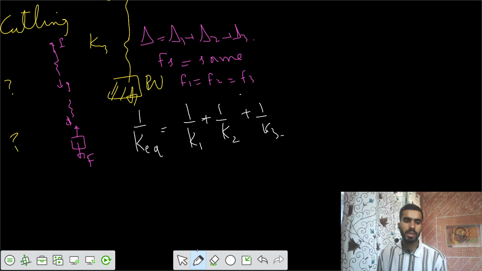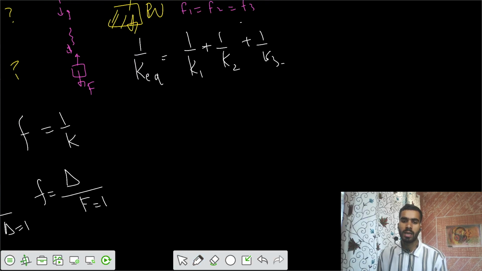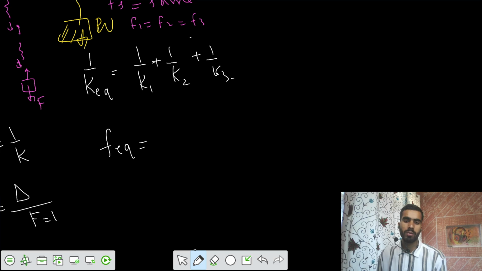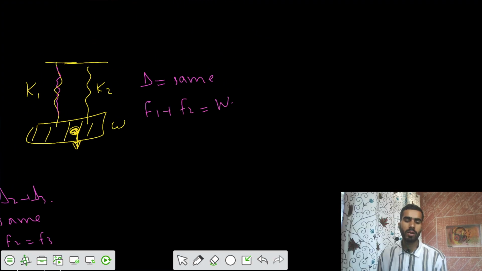If you talk about flexibilities, that is the inverse of stiffness. Stiffness is the load required for unit deflection. And flexibility is the deflection developed for a force of 1 kilonewton, for a force of 1 unit. So the equivalent flexibility is the summation of all those flexibilities. And if you talk about parallel, we say K equivalent equals K1 plus K2 plus K3 and so on.